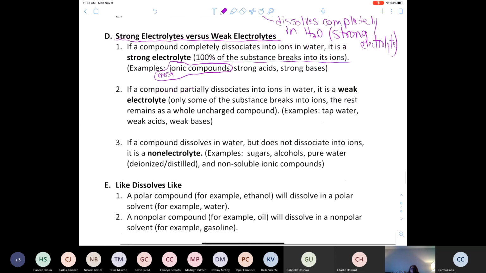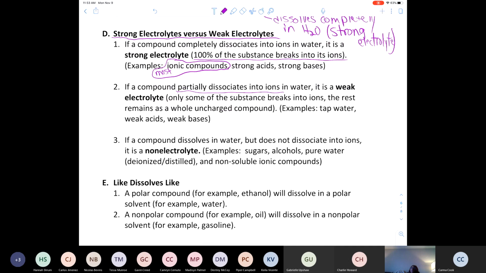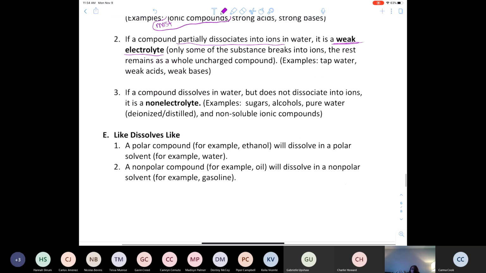Weak electrolytes partially dissociate into ions, but some of the full intact molecule will remain. Therefore, they're classified as weak electrolytes because they only partially dissociate into ions. And so substances like tap water, weak acids, and weak bases are classified as weak electrolytes. And we'll also talk about weak acids and weak bases on Wednesday.